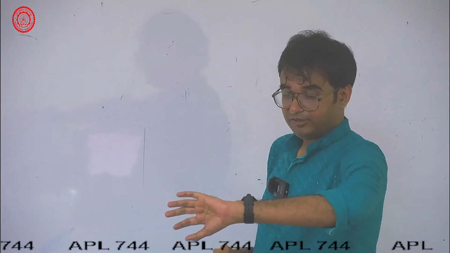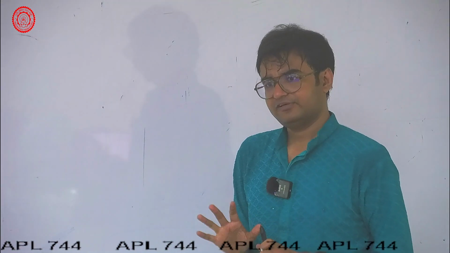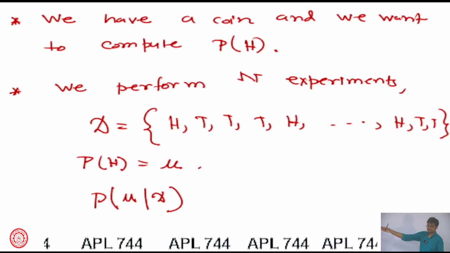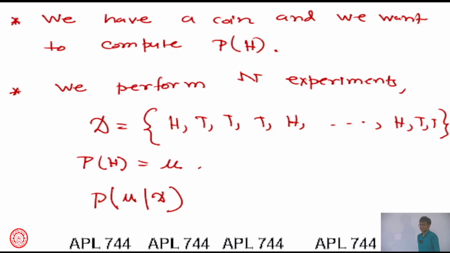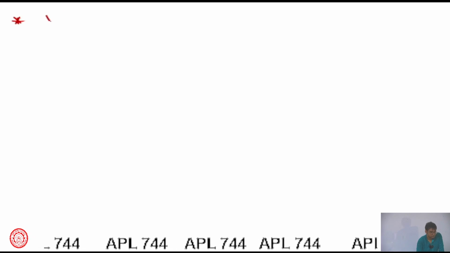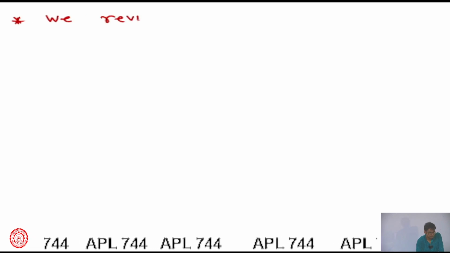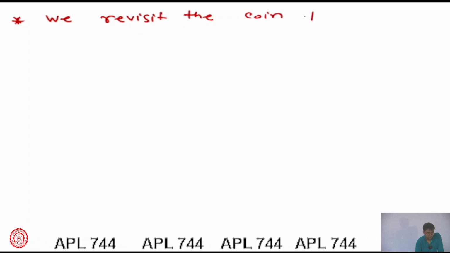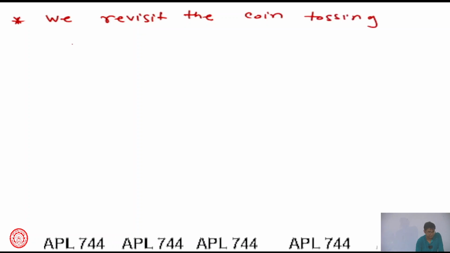The last thing for today is the likelihood. I said that the likelihood, or data likelihood, depends on the data generation process. So let us take the same example and try to find out what the likelihood is. We revisit the coin tossing example.